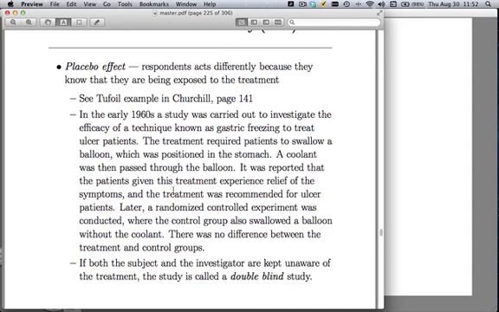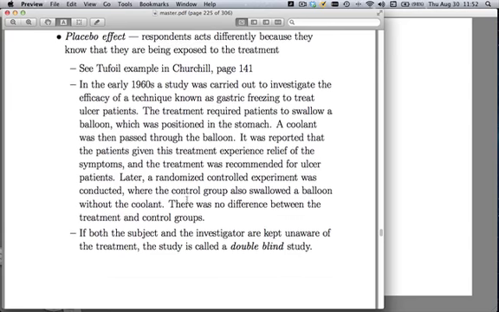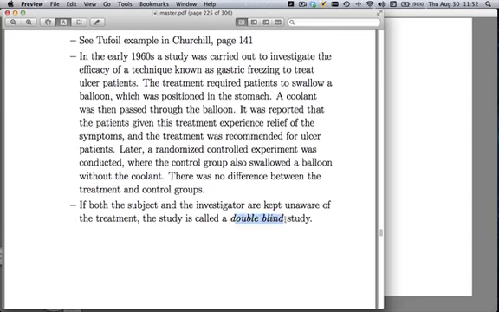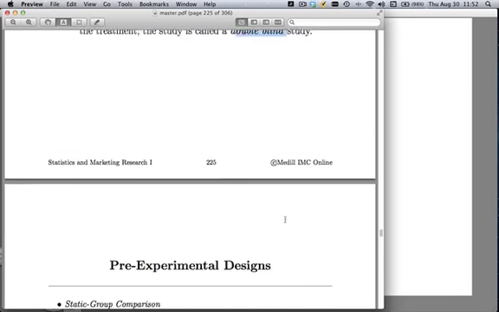Here's another example that you can read about where it was purely a placebo effect. One other term that you should know is double blind. Double blind is where both the subject and the investigator are kept unaware of whether they're in the treatment. If you have a doctor who has to make a subjective judgment and he knows that you're getting the treatment, that doctor may have an unconscious bias. Therefore, you want to keep the doctor blind as well.